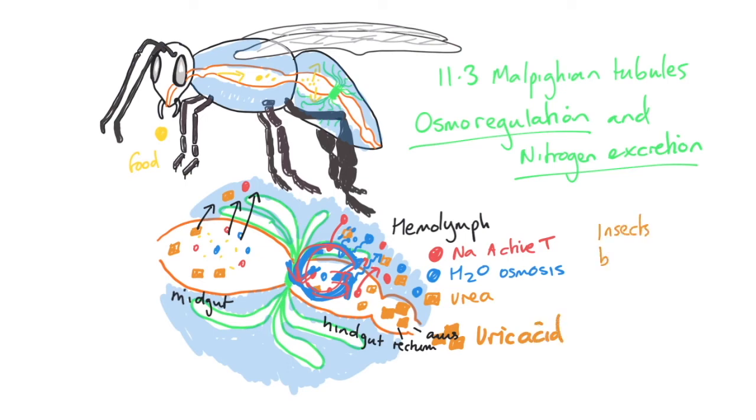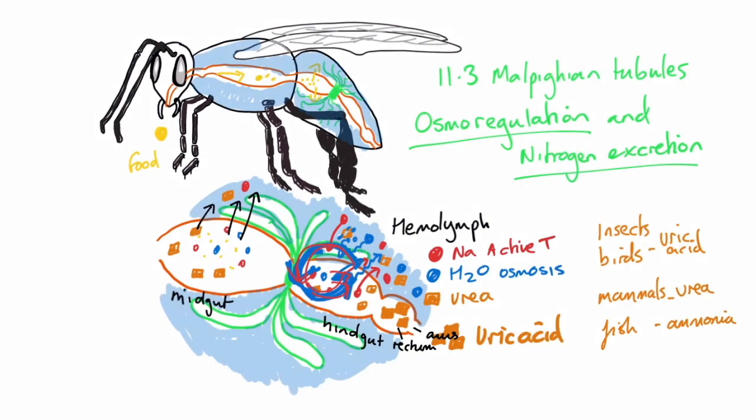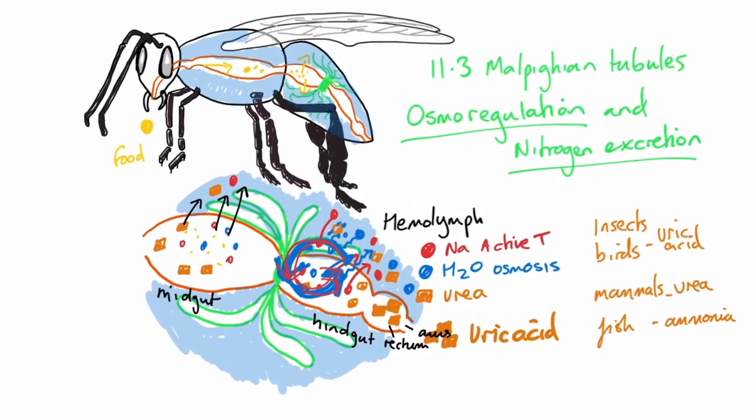So in insects and birds, it's uric acid. In mammals, because there's more water available, it's urea. And in fish, it's ammonia, because there's loads of water available for fish.